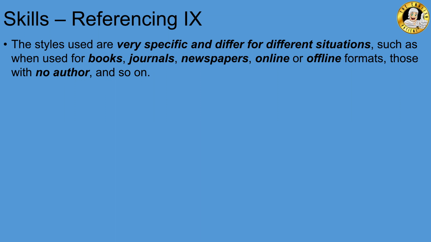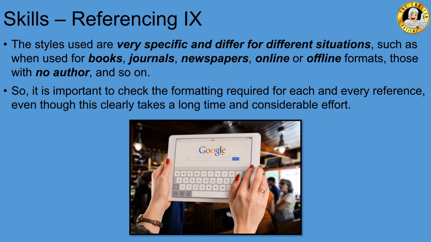Now, the styles used, as you can see, are very specific. You need to get all of those full stops and commas in the right places. You need to get the names in the right orders, and so on. And in addition to that, the style is very specific depending on whether you are referencing a journal, as the example that we just went through was, or it'll be slightly different if you're referencing a book or a newspaper, or if the format is online, or if it's offline, or if there is no author or many authors. So it is very important for you to actually check the exact formatting which is required in the style that you're using for each and every reference.